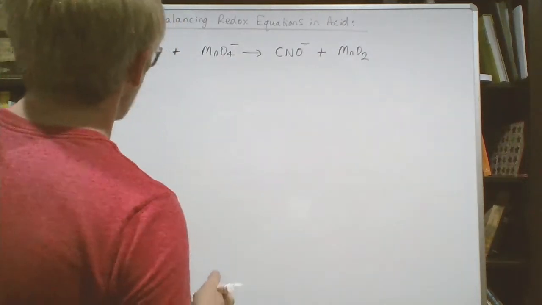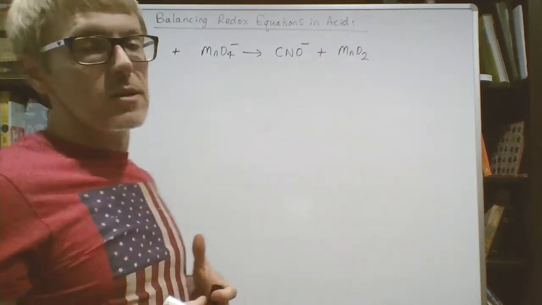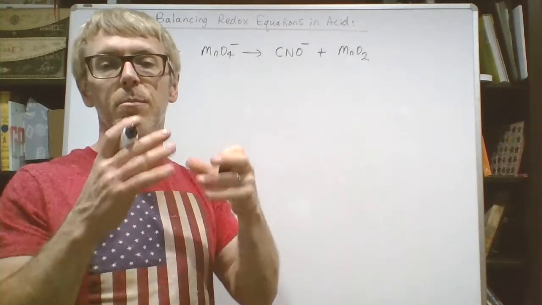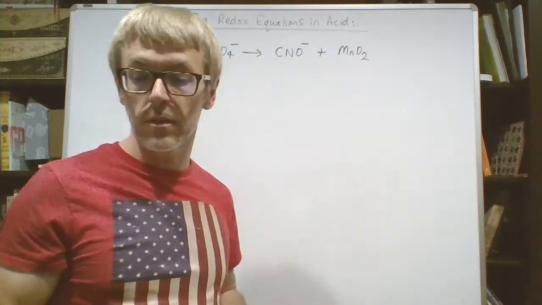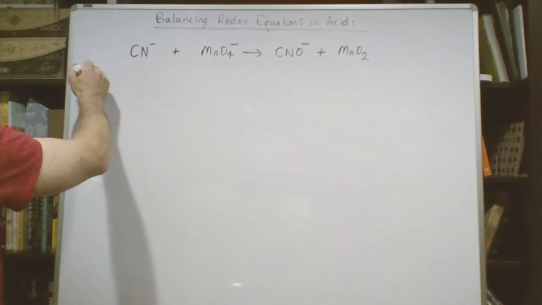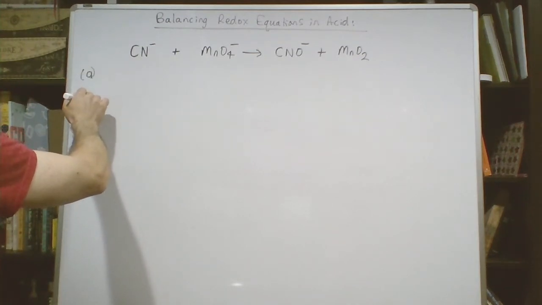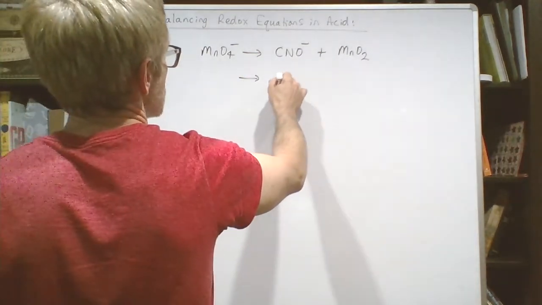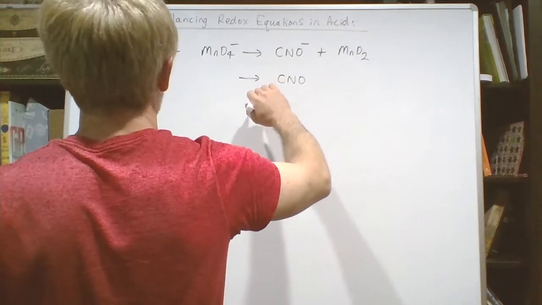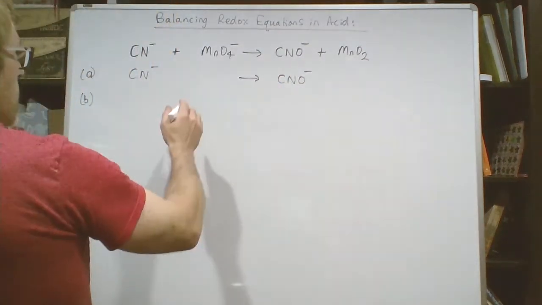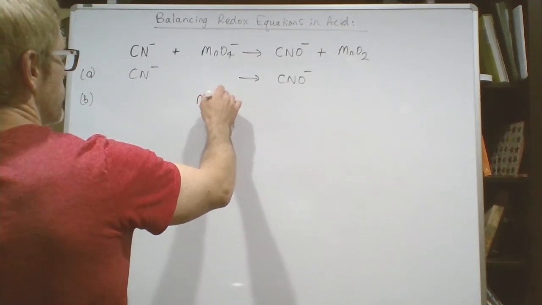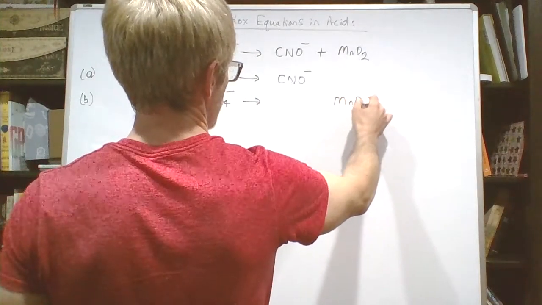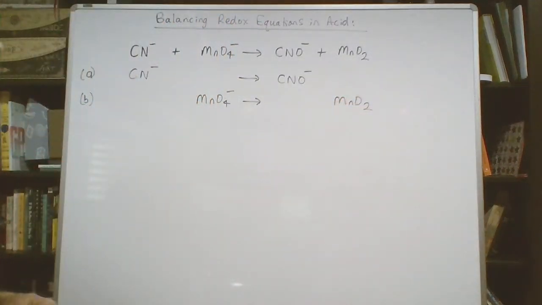First thing you do is you write half equations. A half equation has got nothing to do with a half or 50% or 2. It just means take every species and look at it before as a reactant and after as a product. So I'm going to call these half equations A and B. So CN minus clearly goes to give CNO. It's the only source of carbon and nitrogen. And then MnO4 minus clearly goes to give MnO2. So they're my two half equations.